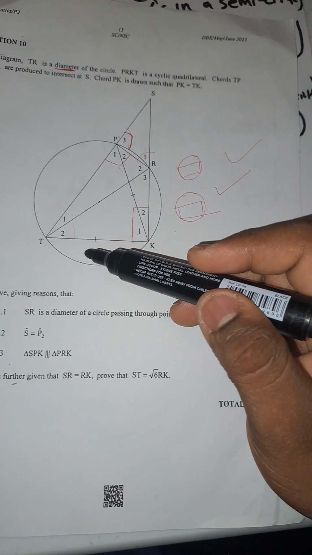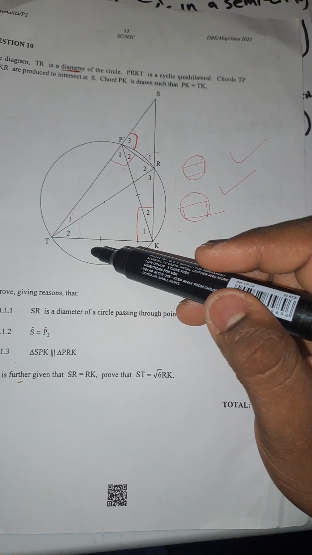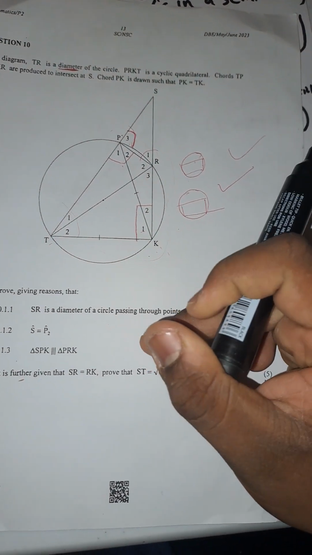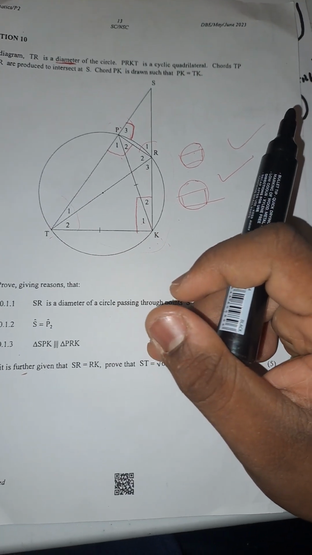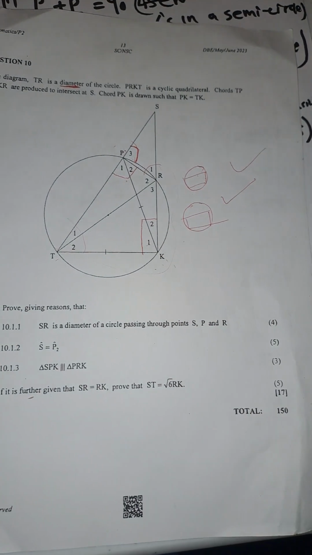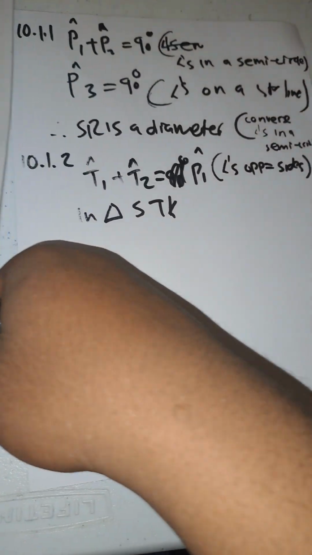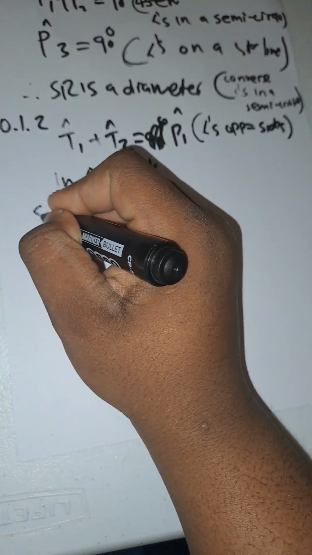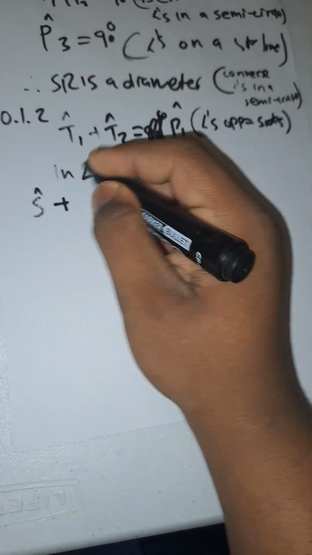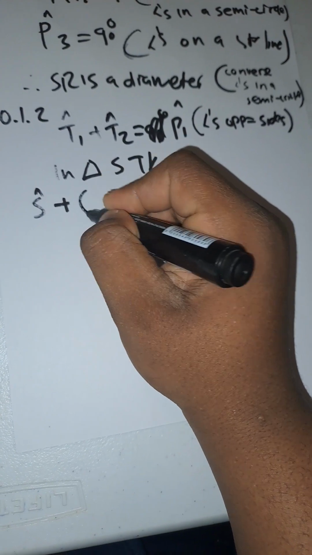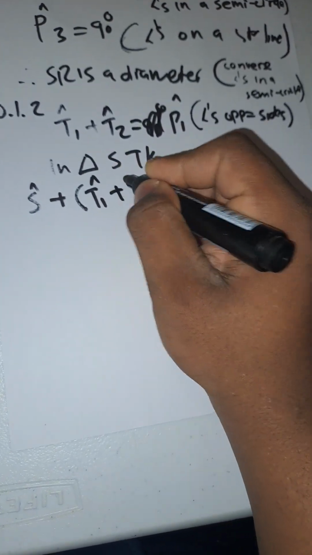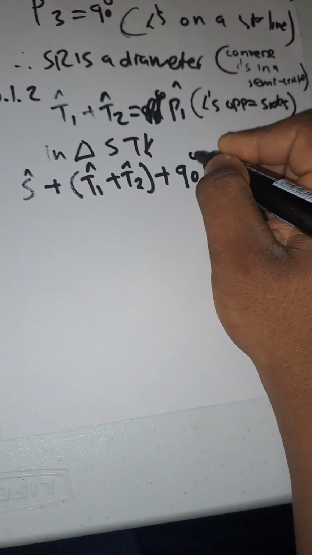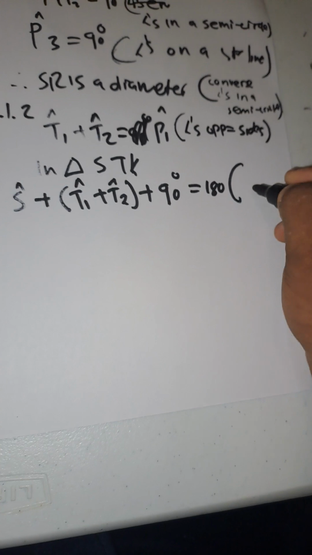It is equal to what? 180, because this is the sum of angles in a triangle. Can you see what I'm talking about there? Because there's a 90 degrees in this triangle. So now let's continue there. There's a 90 degrees there that I showed you. So now I can say angle S plus, let me put this one in the bracket, T1 plus T2 plus 90 degrees. It is equal to 180. So this one is what?